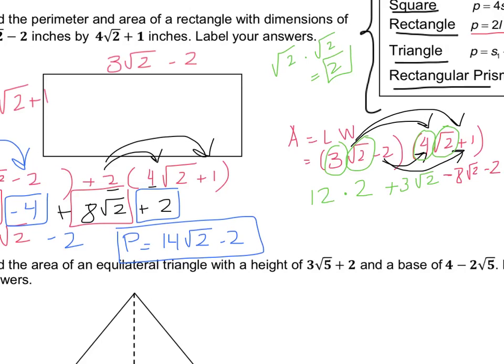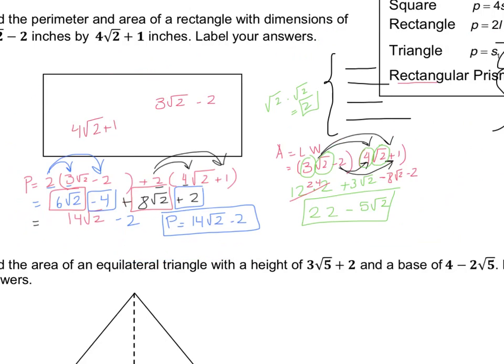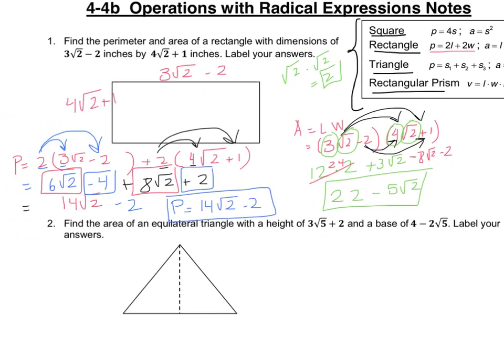Now 12 times 2, you can rewrite this as 24. So let's combine like terms. 24 and the negative 2 would be 22. And 3 radical 2 minus 8 radical 2 would be negative 5 radical 2. And that would be the area after multiplying the length times the width. Now let's look at the second problem.